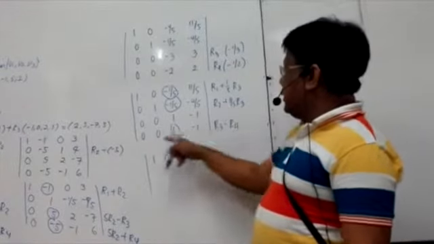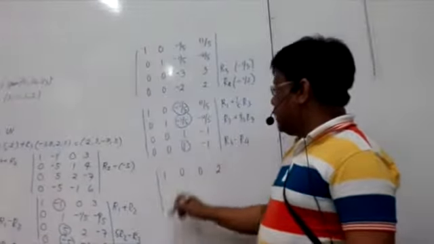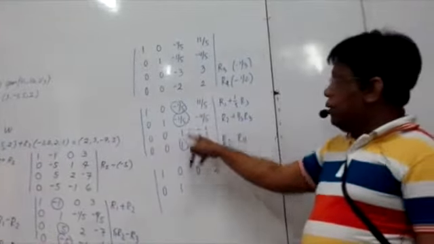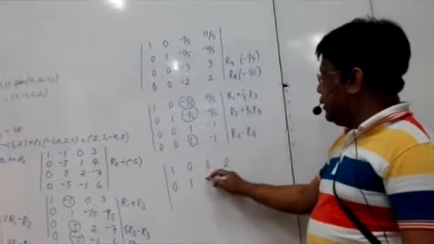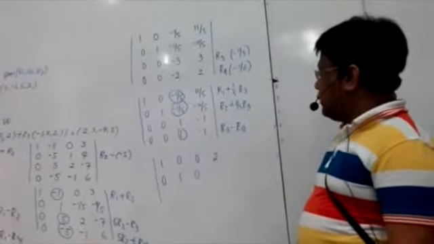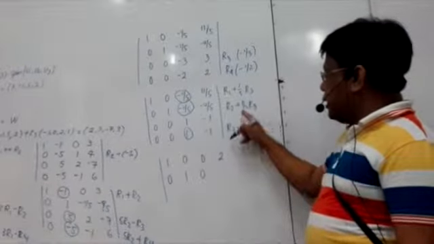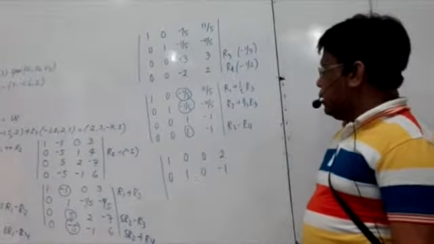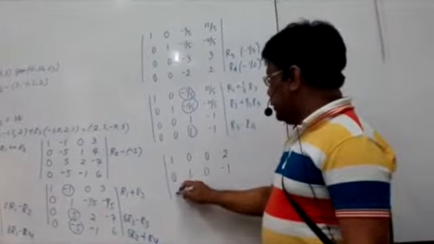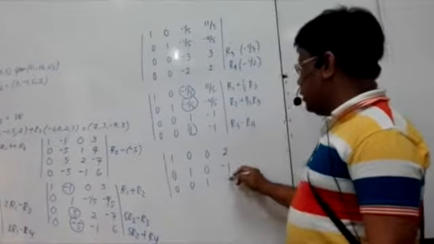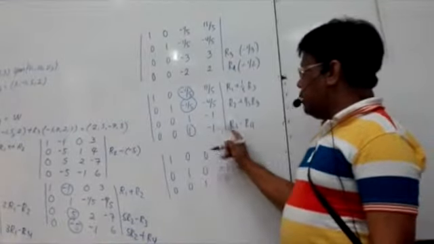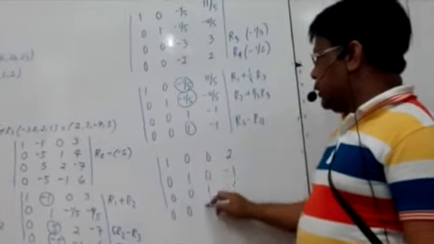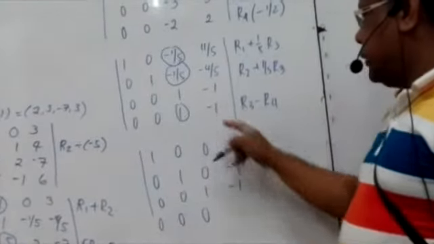R2 plus 1/5 R3. So 0 plus 1/5 times 0 is 0. Then 1 plus 1/5 times 0 is 1. Then we have negative 1/5 plus 1/5 times 1 is 0. Then negative 4/5 minus 1/5 will give you negative 1. Okay? Then we have now 0, 0, 1, negative 1. Then the last row now, R3 minus R4. 0 minus 0, 0, 0 minus 0, 0. 1 minus 1 is 0, then negative 1 plus 1 is 0.